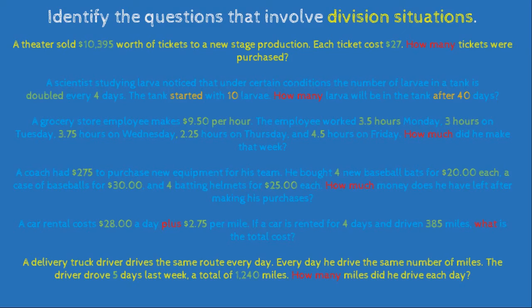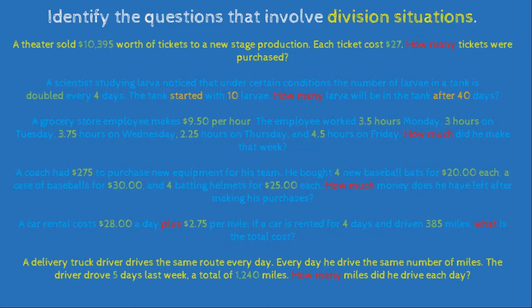A theater sold $10,395 worth of tickets to a new stage production. Each ticket cost $27. How many tickets were purchased? So we have the total amount of tickets and the cost for each ticket. We can use division to figure out how many tickets were purchased. So in this case, there is a division situation. We move on to the next one.